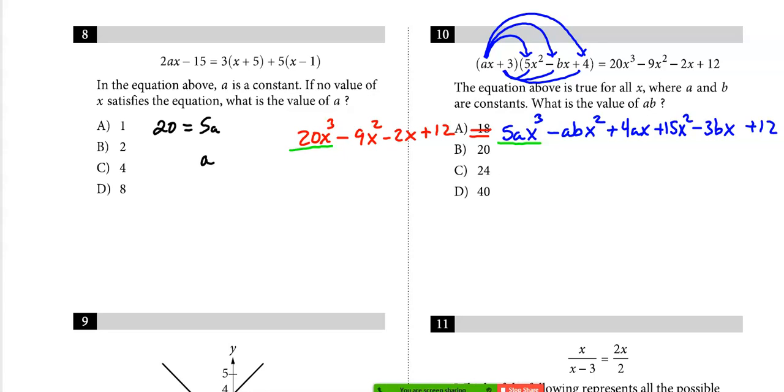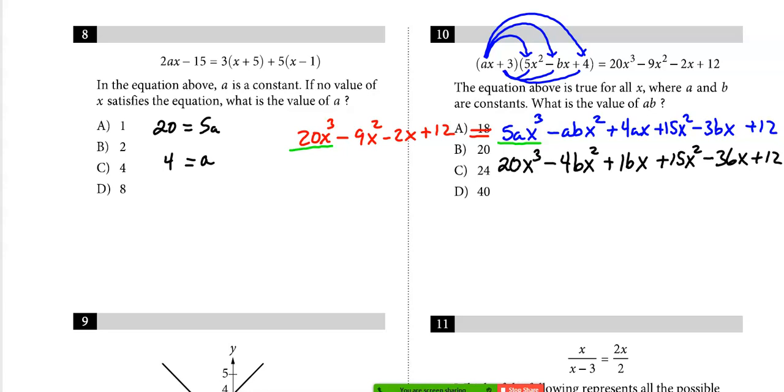And it looks like a is going to be 4, which is kind of weird because that last problem a was 4. So now that I know a is 4, I'm going to plug that in, and I'm going to get 20x cubed minus, I now know a is 4, 4bx squared, plus, if a is 4, 4 times 4, that's 16x, plus 15x squared minus 36x plus 12.